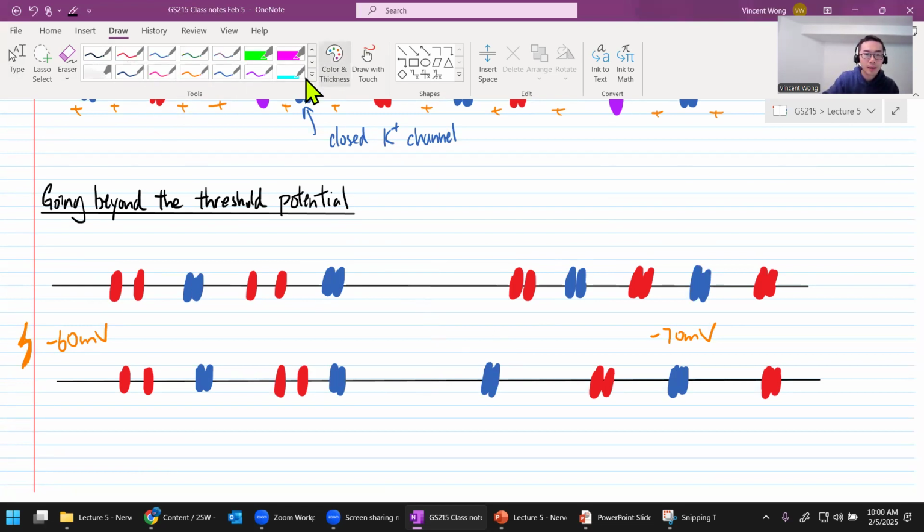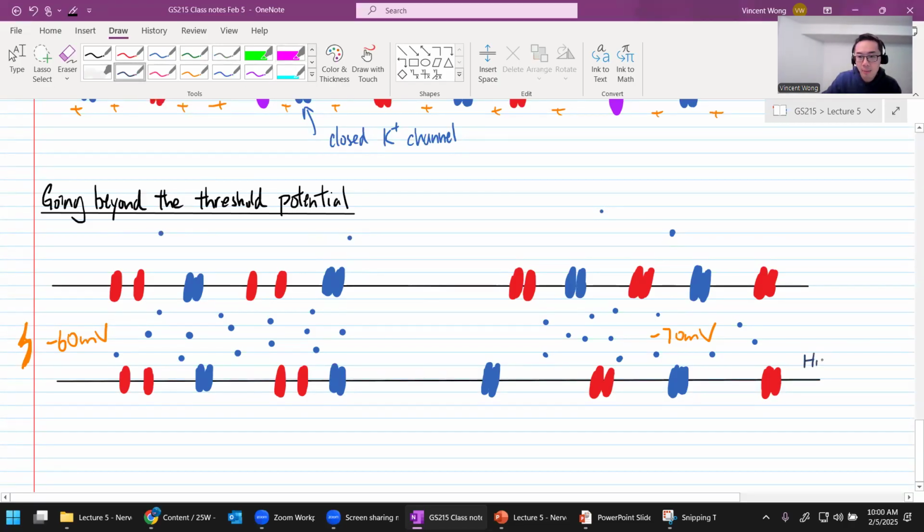Okay. Now, potassium has nowhere to go. They are still stuck. Same thing here. Okay, you have some outside, just a few dots here and there. And we can say high potassium inside, low potassium outside. Same thing over here.